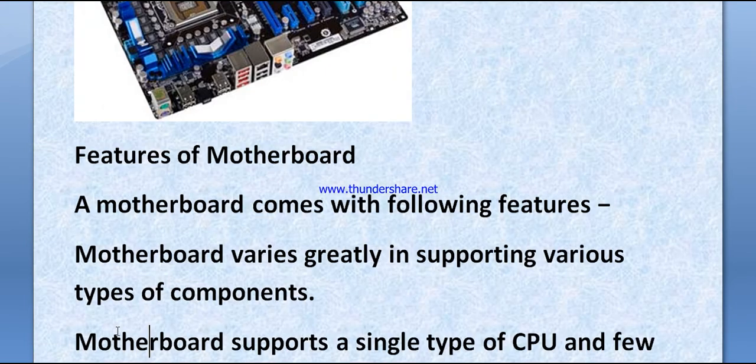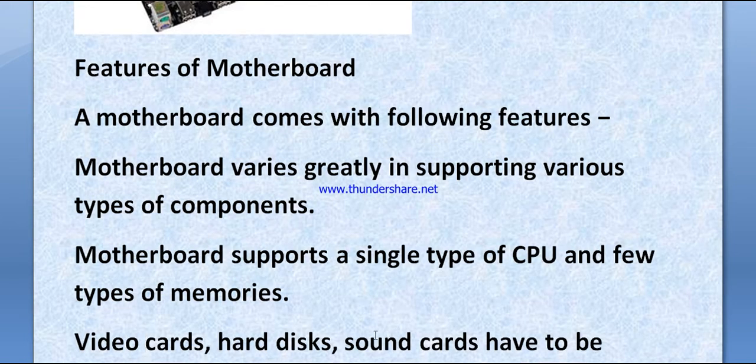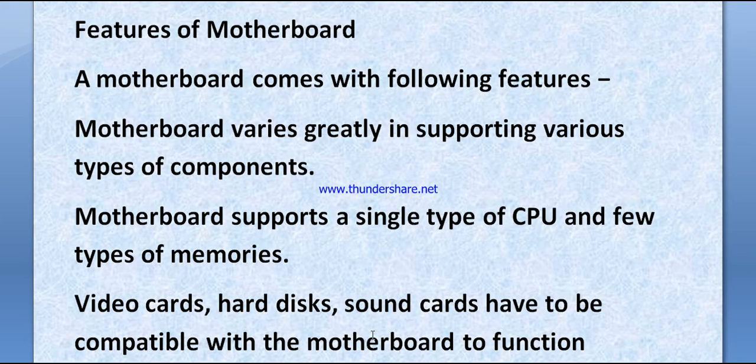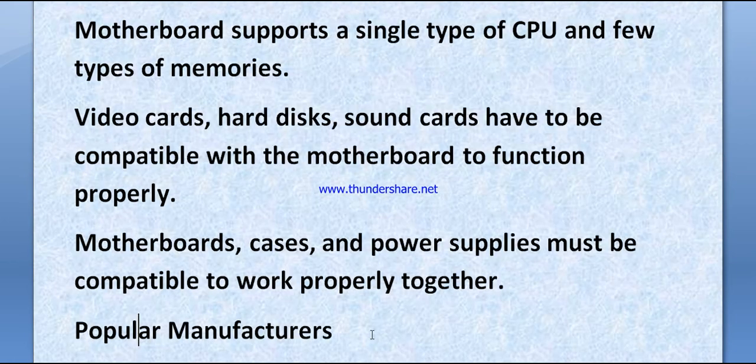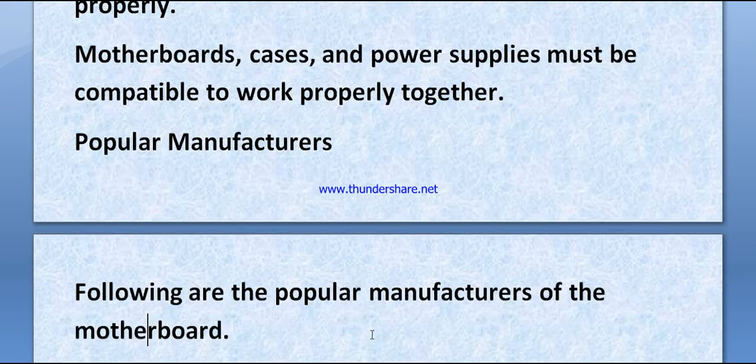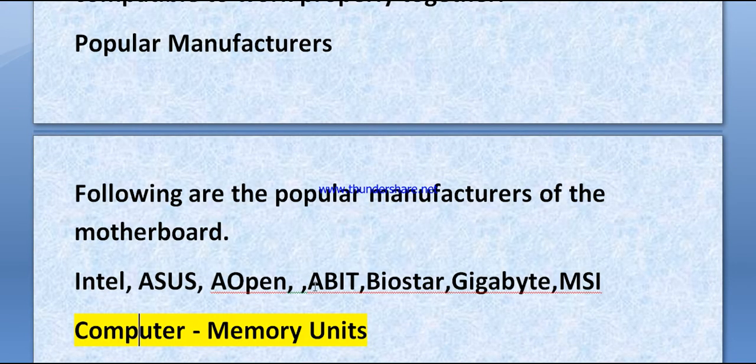Now features of the motherboard. Motherboards vary greatly, supporting various types of components. A motherboard supports a single type of CPU and a few types of memories. Video cards, hard disks, and sound cards have to be compatible with the motherboard to function properly. Motherboard cases and power supply must be compatible to work properly together. Popular manufacturers of the motherboard are Intel, Asus, AOPEN, Abit, BioStar, Gigabyte and MSI.